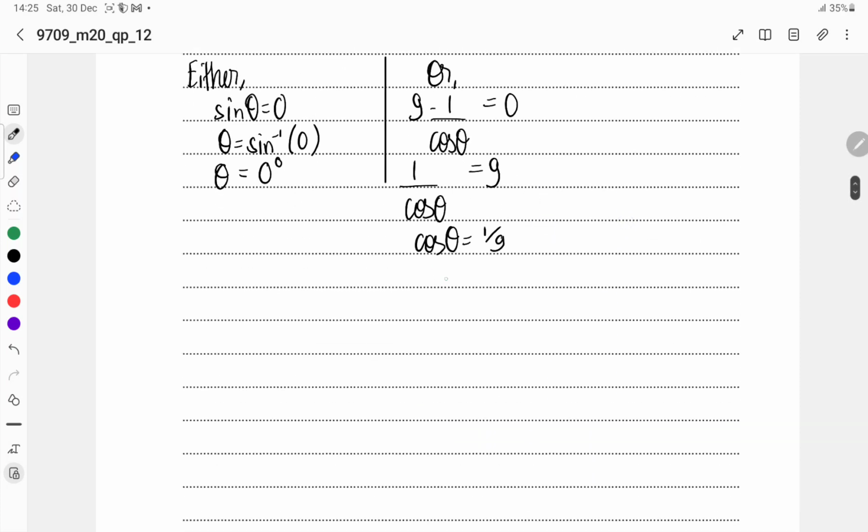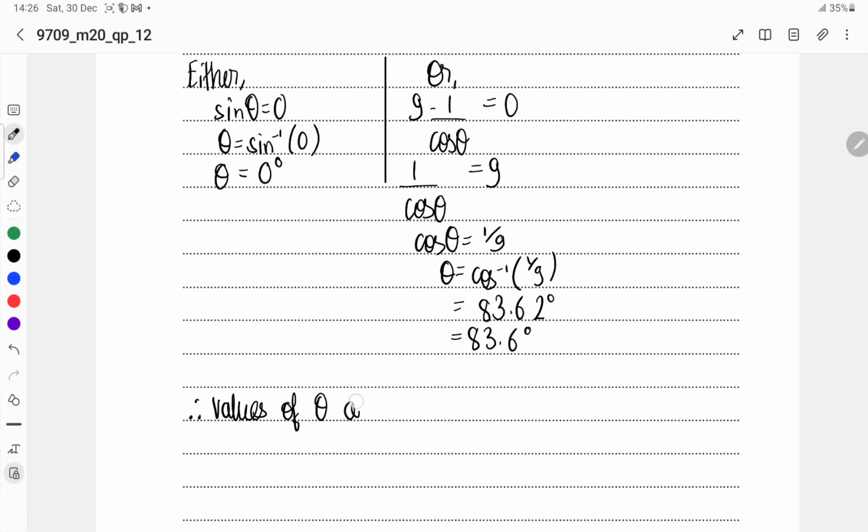So to find theta, let's simply put it in the calculator, cos inverse of 1 over 9, right? What's the value? It's going to be 83.62 degrees. So we have two answers. Let me just check it. Yeah, it's correct. I have written it in 4 significant figures. Let's write it in 3 significant figures, because that's the ideal way of writing any answer, right? So therefore the values of theta are 0 degrees and 83.6 degrees. Yeah, these are our answers.